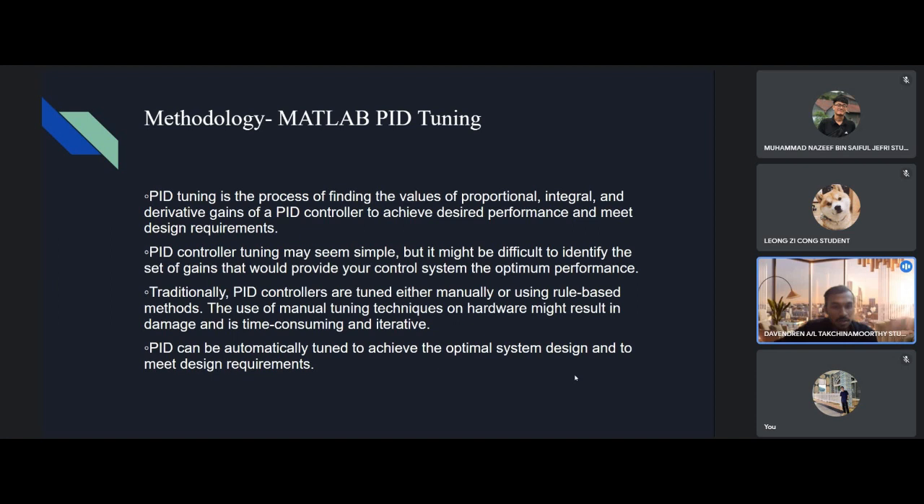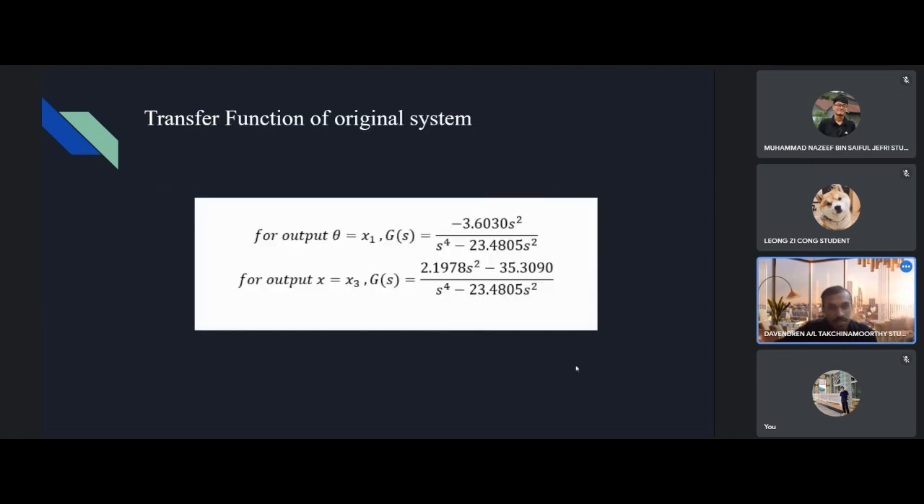Traditionally, PID controllers are tuned either manually or using rule-based methods. PID can also be automatically tuned to achieve the optimal system design and to meet the design requirements. Next, I will pass to Muhammad.